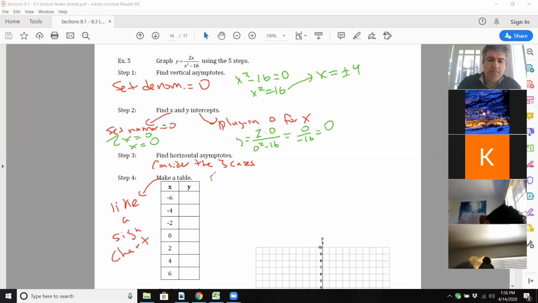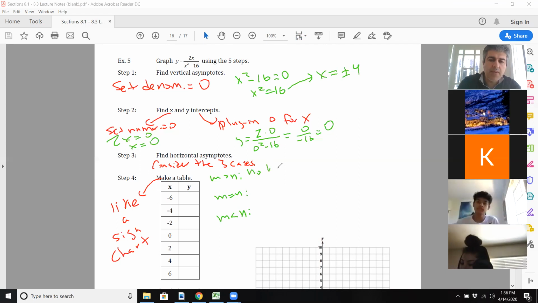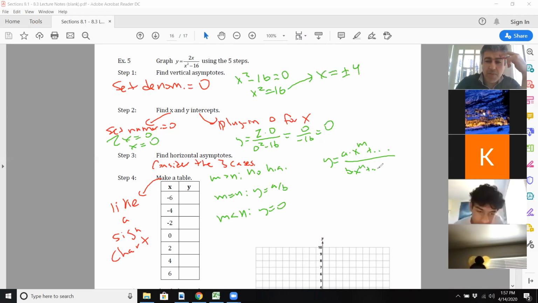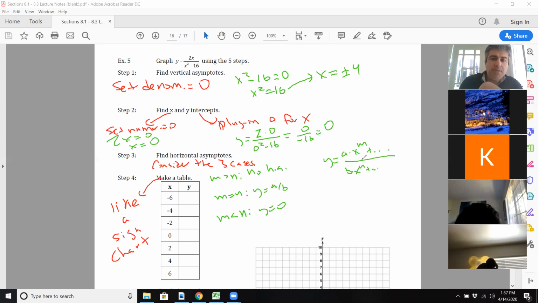The 3 cases for this, in case you forgot. And generally speaking, we think of a rational function like this, m being the highest exponent for the numerator, n being the highest exponent for the denominator. Obviously, m here is 1. n is 2. So we're really looking at this case. So that's going to be my horizontal asymptote.